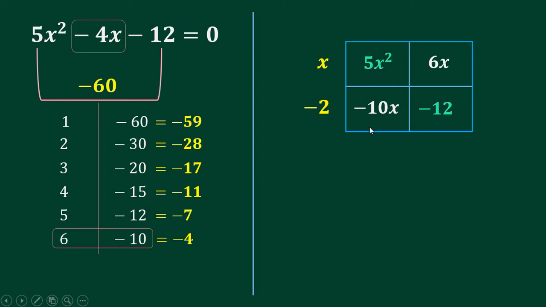Then on this column, 5 and negative 10 are divisible by 5. Then we have an x. Then 6x and negative 12 are divisible by 6. Then you combine, so this is our factor: x minus 2 and 5x plus 6.